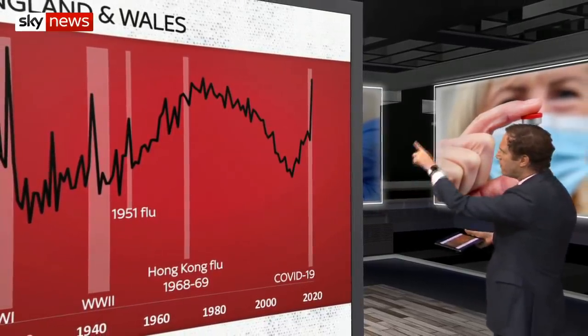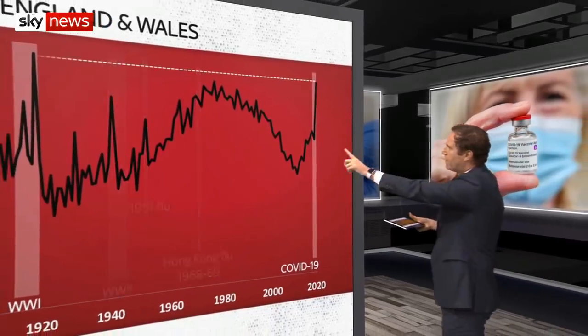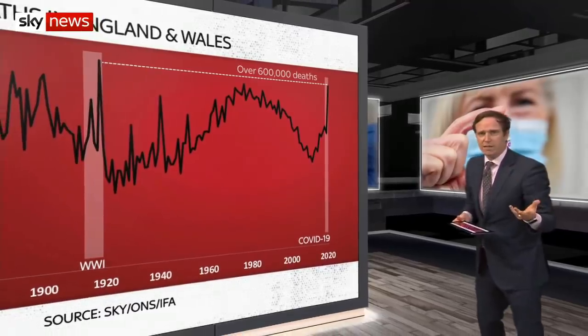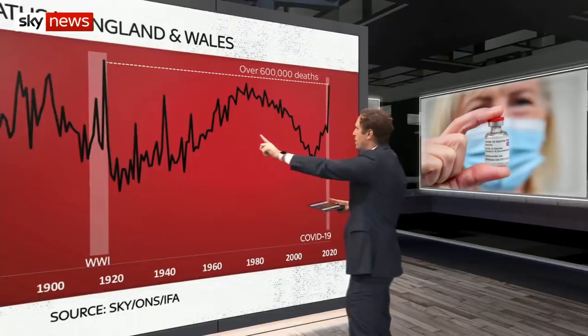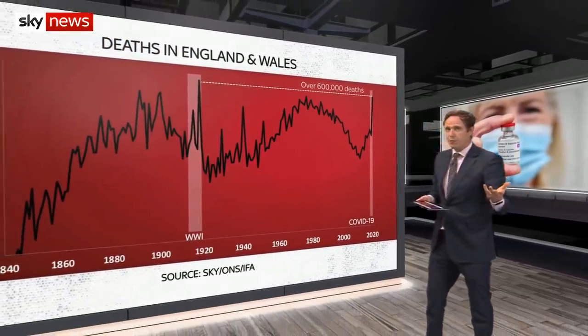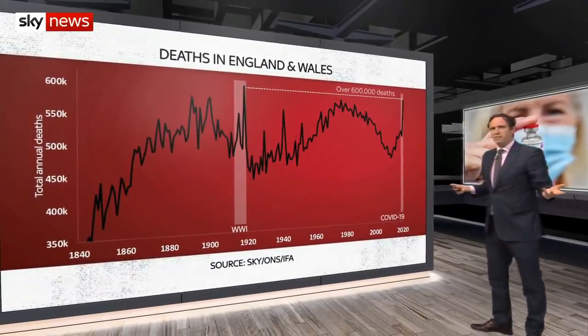And what you see there is, look at that line, and we're going to draw a line going all the way back as far as possible. And you can see we're over 600,000 deaths in 2020. The last time we had more than 600,000 deaths was 1918, the year of the Spanish influenza, the final year of World War I. That really gives you a sense of what we're talking about here.